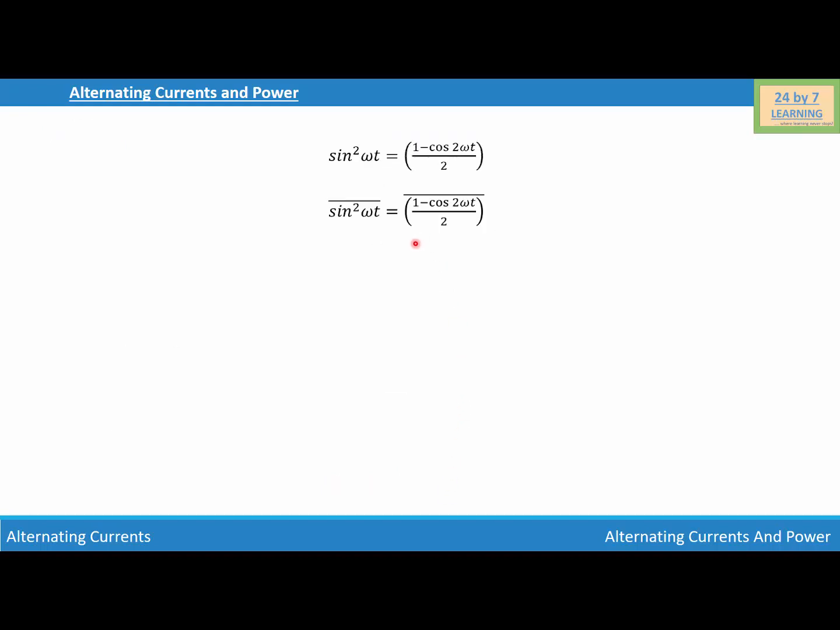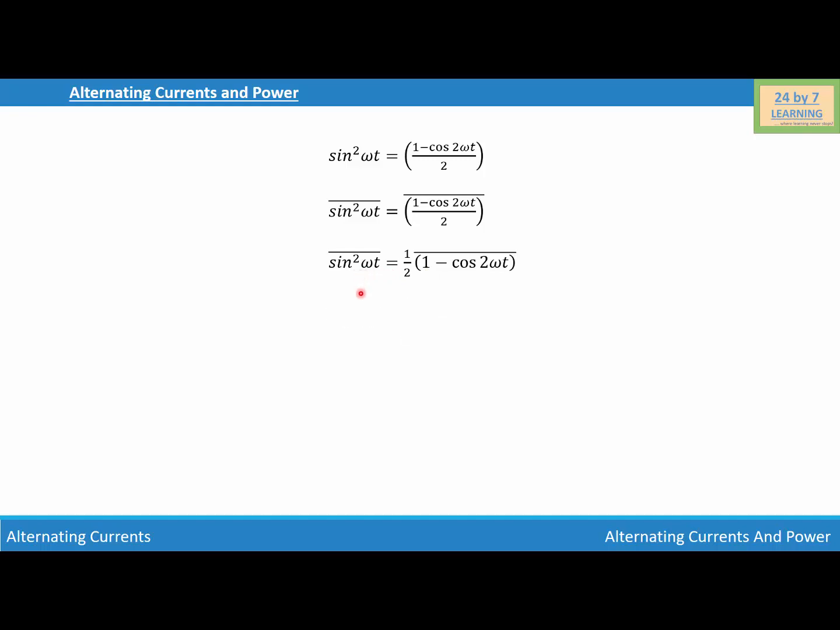Now let's simplify further. In order to simplify further, I am taking the average or the mean value of sin²ωt. So if I do that, I will write the mean of sin²ωt is equal to the mean of (1 − cos 2ωt)/2. And if we simplify further, we can take 1/2 outside, and we can write it as 1/2 times the bracket 1 − cos 2ωt, averaged. Now basically we are finding the average value of sin²ωt.